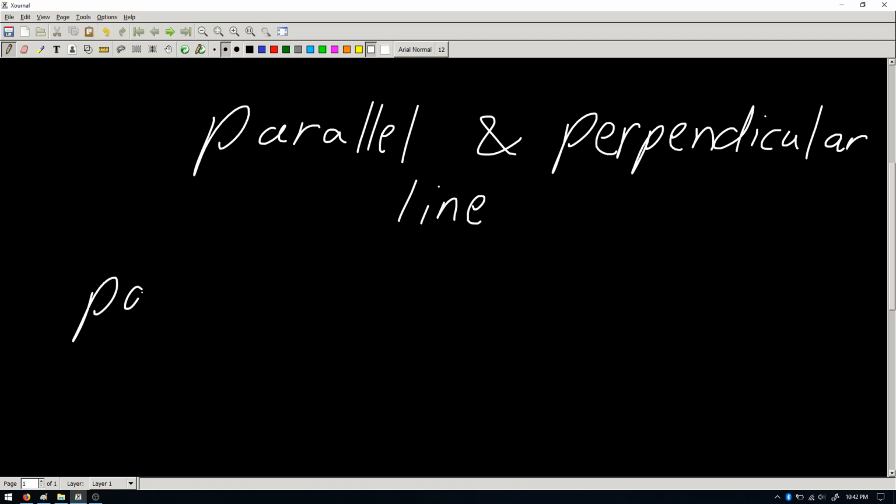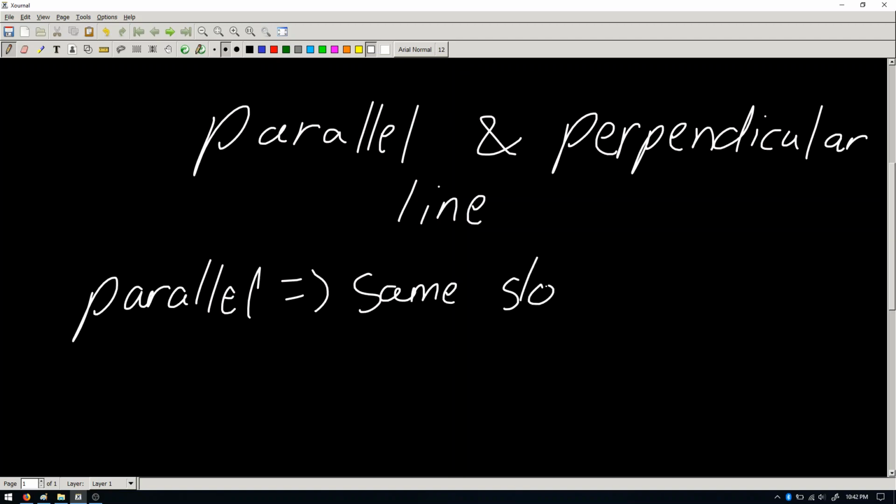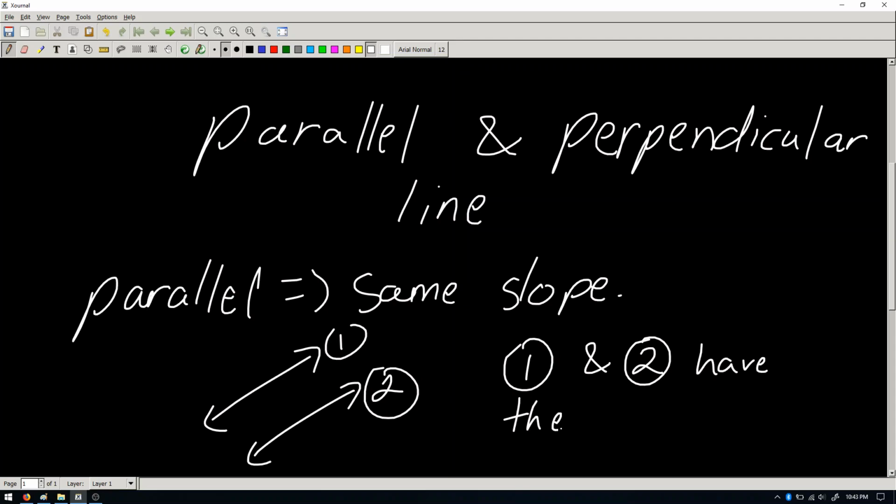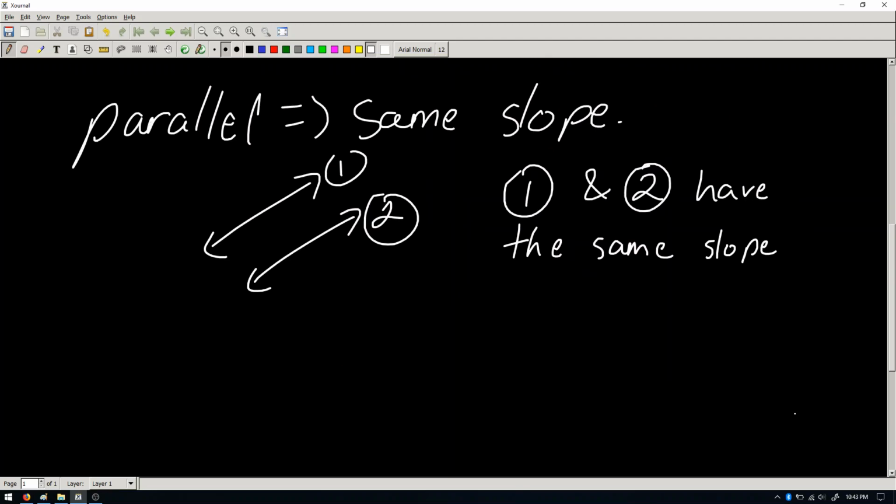Parallel implies you have the same slope. So the slopes of two lines that are parallel are exactly identical. Okay, so these two lines, line 1 and line 2, have the same slope. Awesome. Now, what does perpendicular mean?